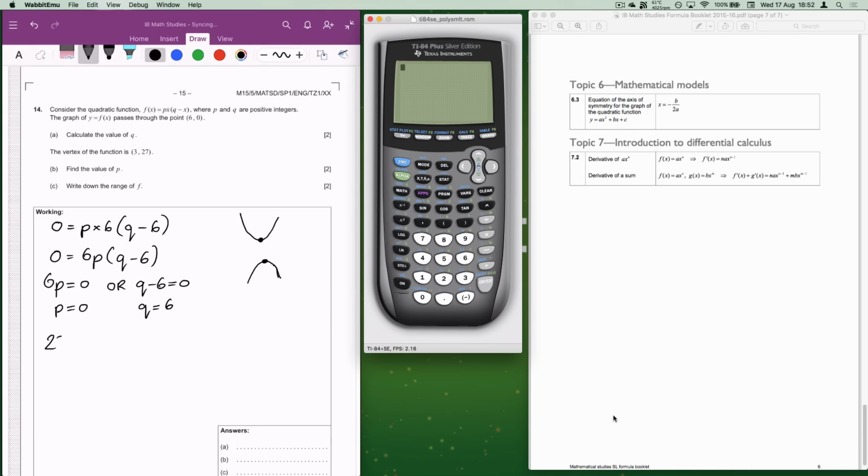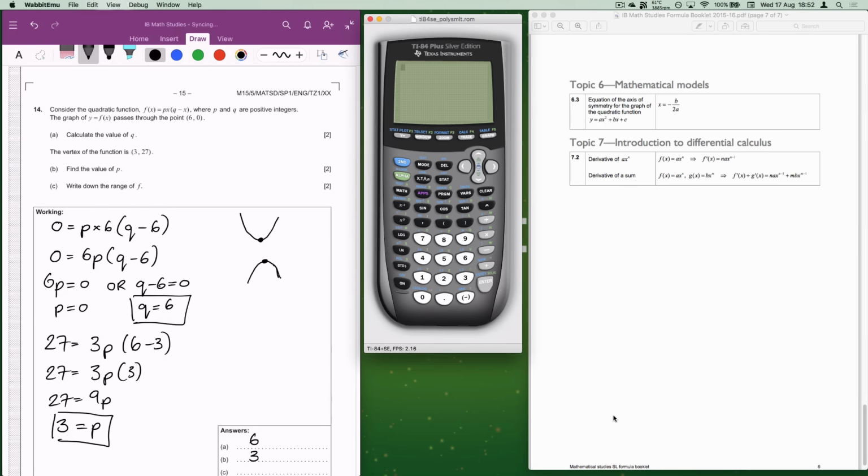So 27 is equal to 3p, because x is now 3, and that will be 6 minus 3. Okay. 27 equals 3p times 3. 27 equals 9p. So 3 equals p. So that's the actual answer for p. So q is 6, p is 3. So we've got that there.